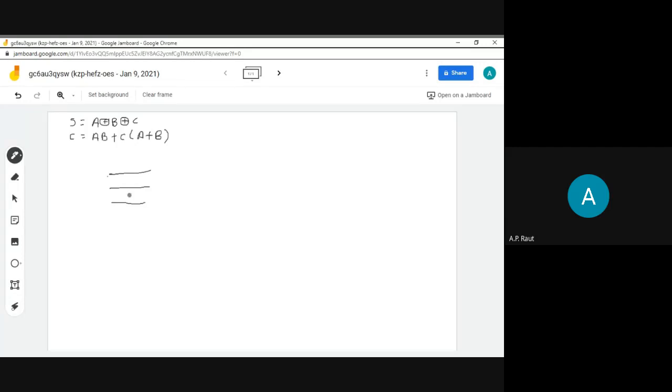So A, B, and C. Here write the C0 because C will be common. So C0 means the carry. Okay, so first sum says that it is A XOR B XOR C.